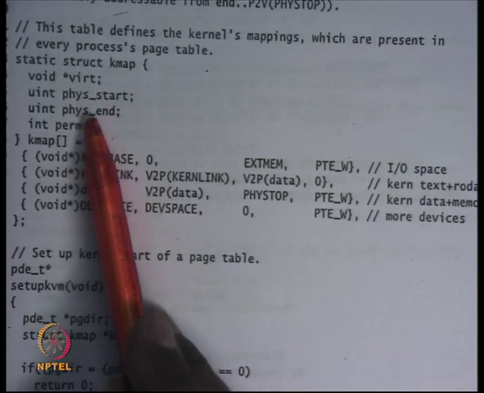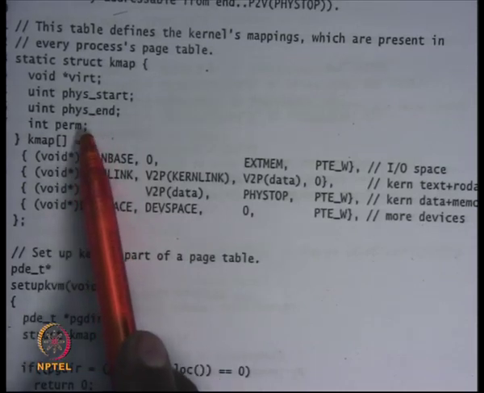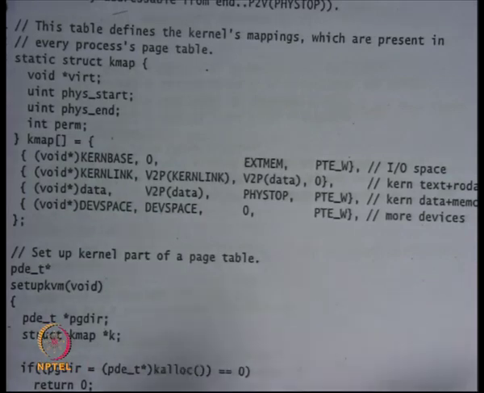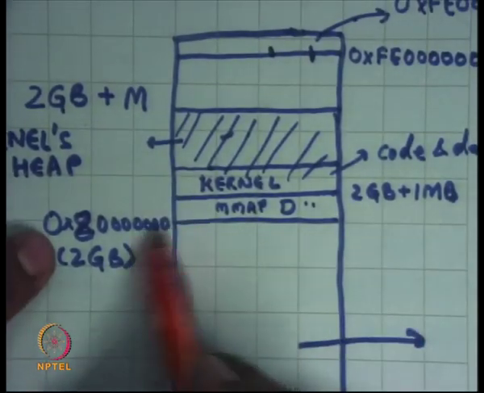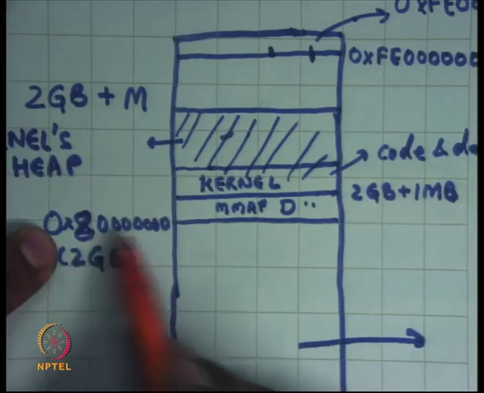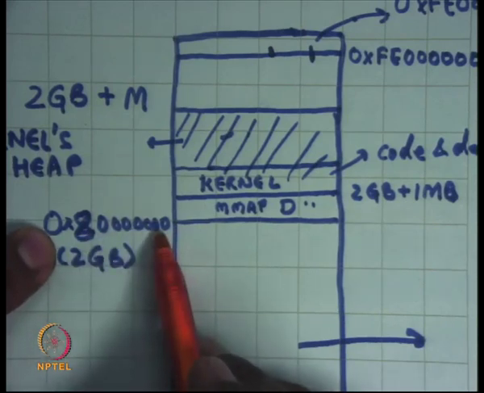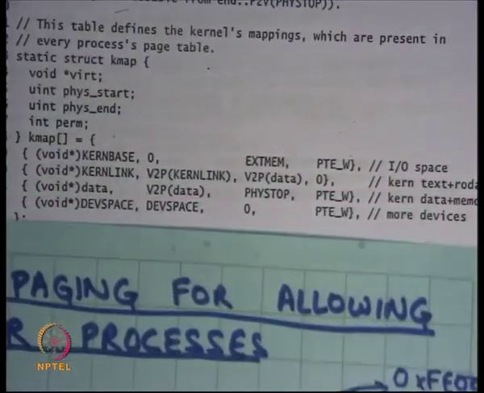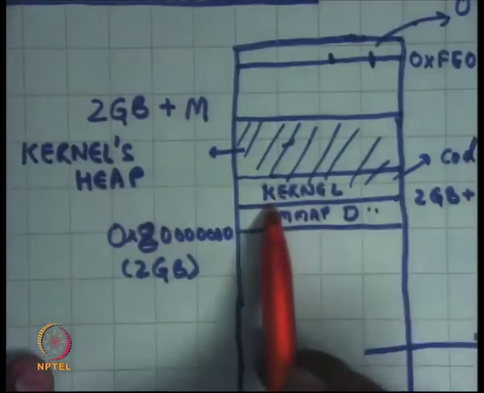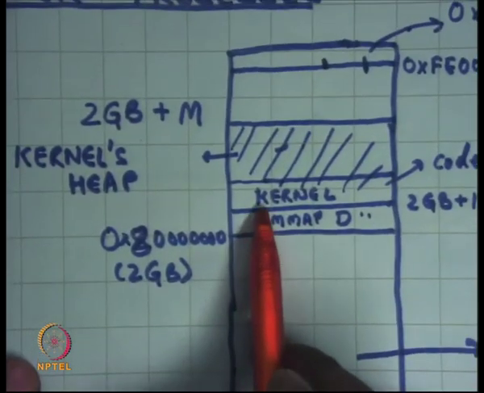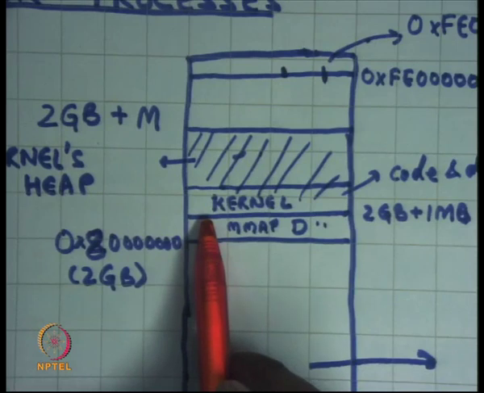This is the end physical address, so it also tells you the size of the region that needs to be mapped, and these are the permissions with which you should map it, right? So for example, what we want to do is say 0x, this KERNBASE 2 GB value, so 2 GB value to this 2 GB plus 1 MB should be mapped to 2 GB plus 1 MB with all privileges, read, write, execute.